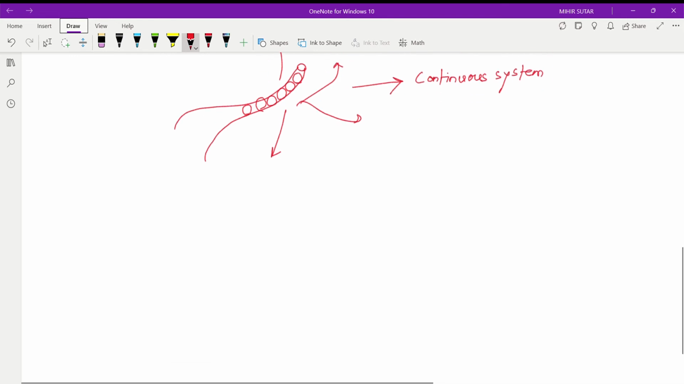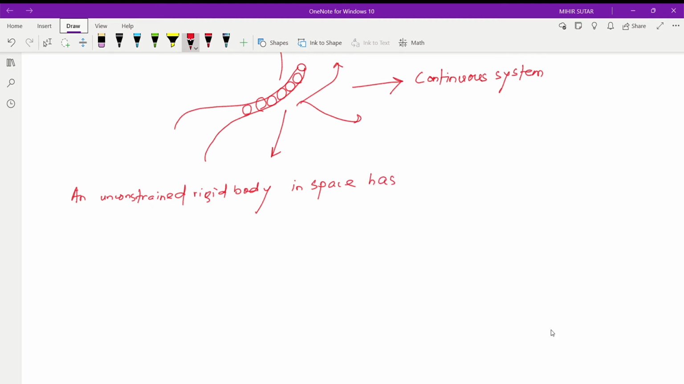Now from the dynamics point of view, if we discuss what degrees of freedom is, just now we discussed that an unconstrained rigid body in space has 6 degrees of freedom. How? 3 translational and 3 rotational.